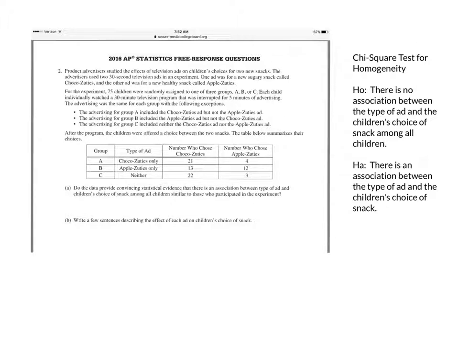Now our plan is the same as our plan was for the chi-square goodness of fit test as well as the chi-square test for independence. We of course need to have randomization, and then we need our expected counts to be at least 5. So we're going to calculate those expected counts in the same way that we did for our chi-square test for independence.